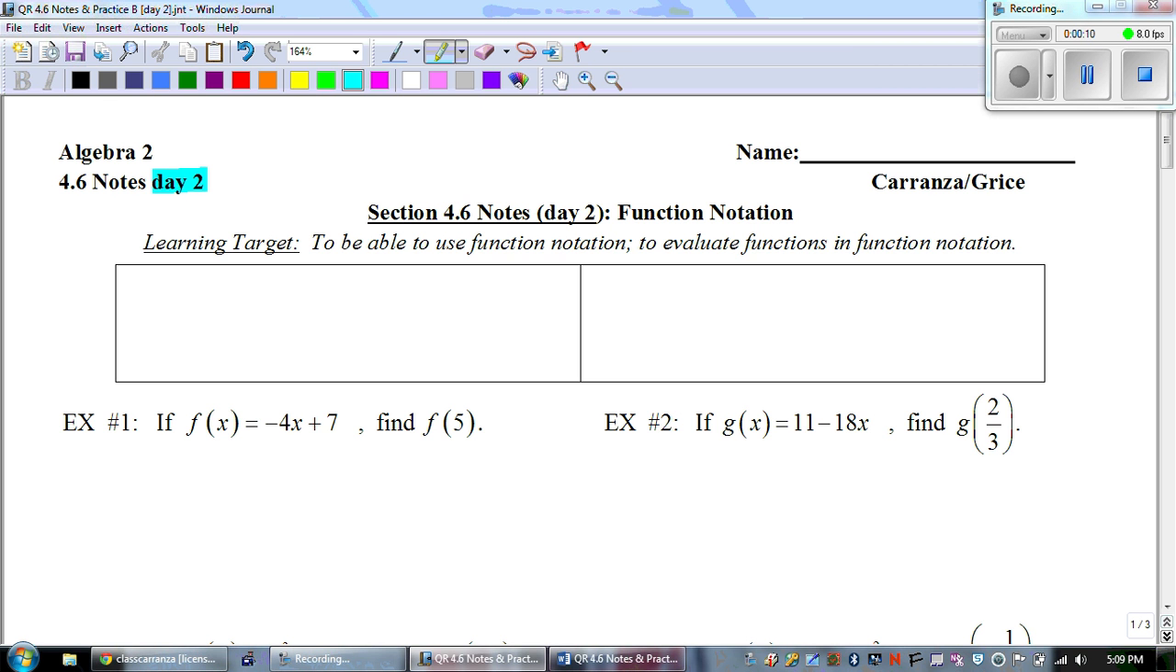Today we're going to be talking about function notation. Our learning target today is to be able to use function notation and to evaluate functions in function form.